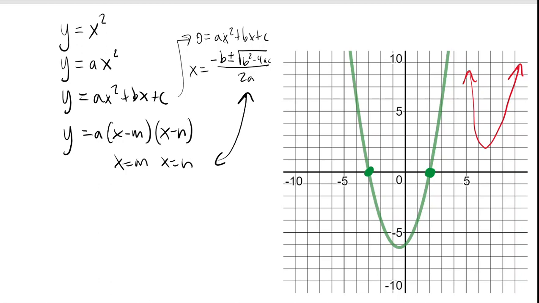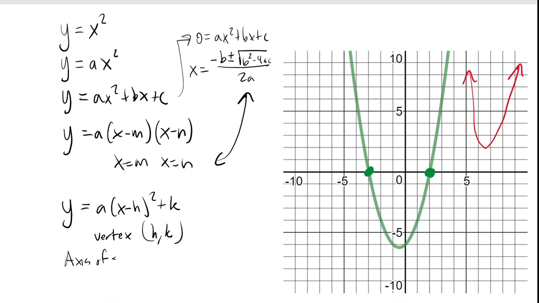And then the last version of a quadratic that we look at is the vertex form. So y equals a times x minus h quantity squared plus k, where the vertex is at the point h comma k, and also the axis of symmetry is at x equals h. And this is all for parabolas that open up and open down.